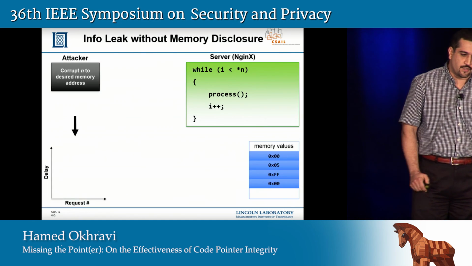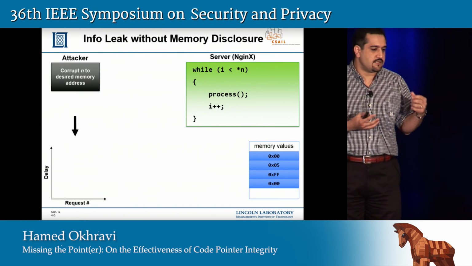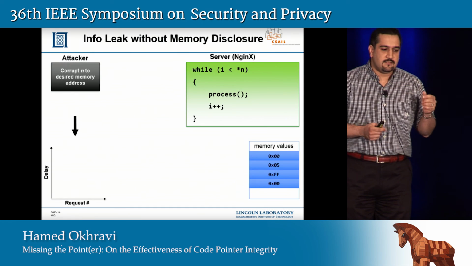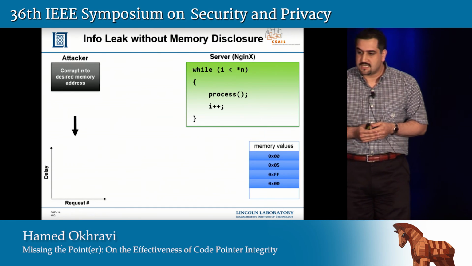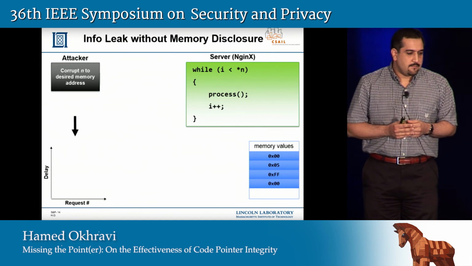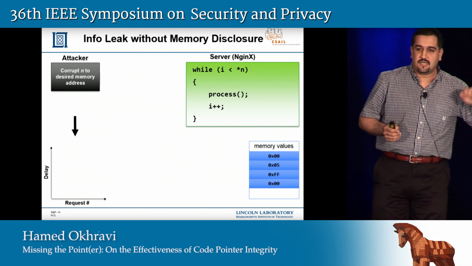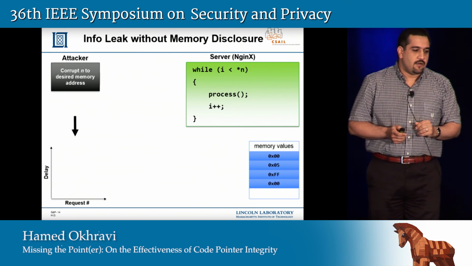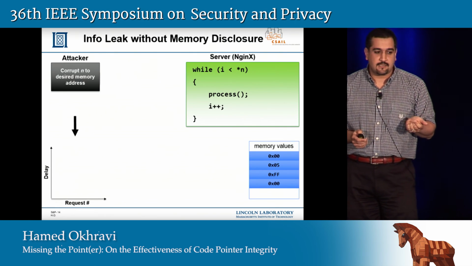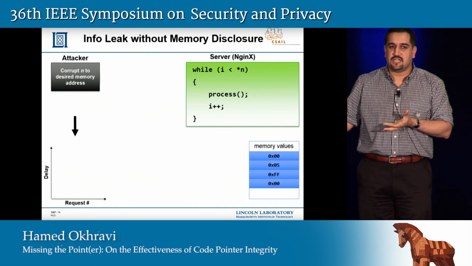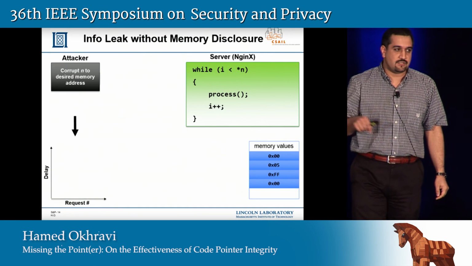And this is how it works. On the right side, you have Nginx running, for example, one server. And there's a loop that depends on the value of a pointer, a data pointer in this case. On the left side, you have the attacker. Now, if the attacker corrupts the value of that data pointer, n, to point to some arbitrary location in memory, the runtime of that loop would depend on what value the pointer is pointing to.